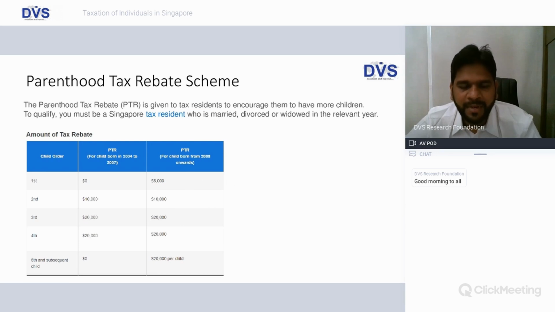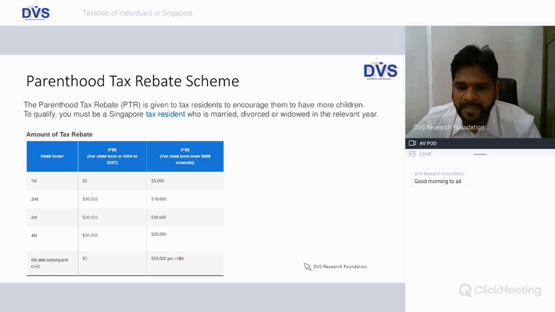For the first child, a rebate of $5,000 is given on the total tax payable. For the second child, you are given $10,000. For the third child, $20,000, and for the fourth child, $20,000. And for every subsequent child, $20,000 per child is given as a tax rebate. This can be claimed only in that particular assessment year, and it cannot be claimed every year.